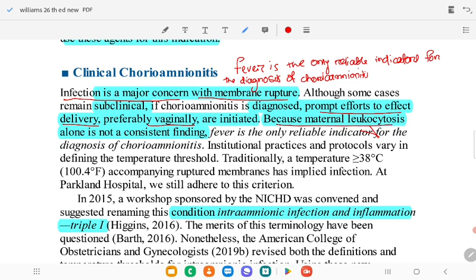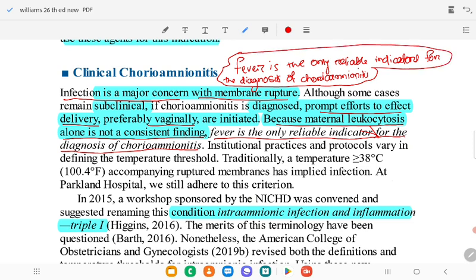Maternal leukocytosis alone is not a consistent finding. So remember this: fever is the only reliable indicator for the diagnosis of chorioamnionitis. This is the highlight point for this topic. Fever is the only reliable indicator for chorioamnionitis. Institutional practice protocols vary in defining the temperature threshold. Traditionally, a temperature of 38 degrees centigrade, 100.4 degrees Fahrenheit, with ruptured membranes has implied infection.